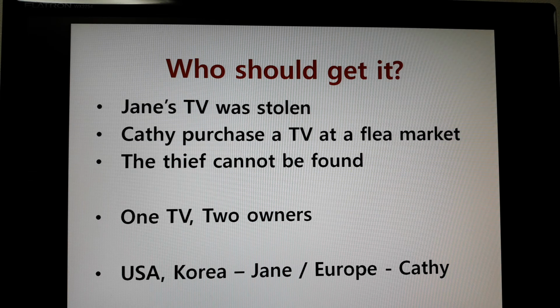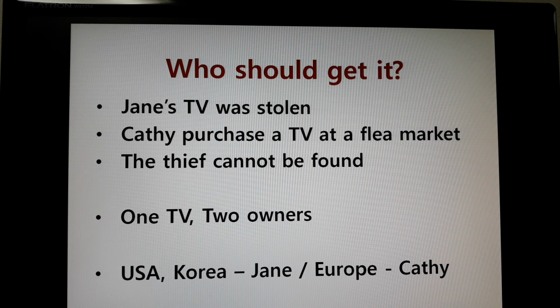Let's assume that Kathy paid $100 for the TV to the thief. If the thief is caught and the police took $100 from the thief and give it to Kathy and the TV goes back to Jane, everybody, maybe not happy, everybody would be satisfied. But you know what? The police never catch the thief. Maybe once in a blue moon, the police catch the thief, but then the thief has no money. He used it up in gambling or something.